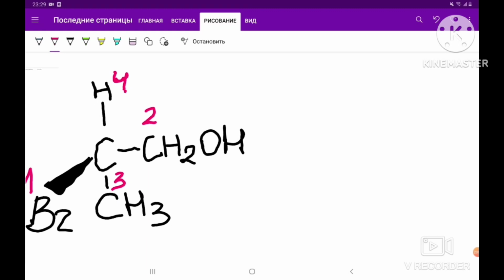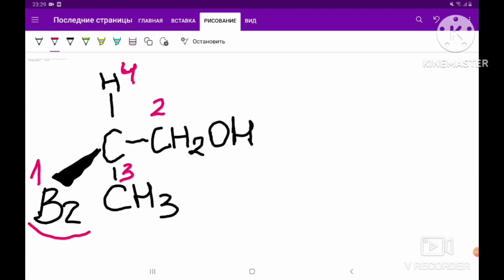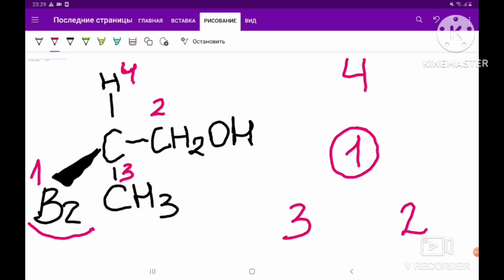And you see, number 1, bromine, is in the middle. It's not on the plane, but it's coming out of the plane in the direction toward us, so we put it in the circle and in the middle. Then we write 4 is upper than 1, and if we compare 2 and 3, 2 will be on the right and 3 will be on the left. So we draw it like that.